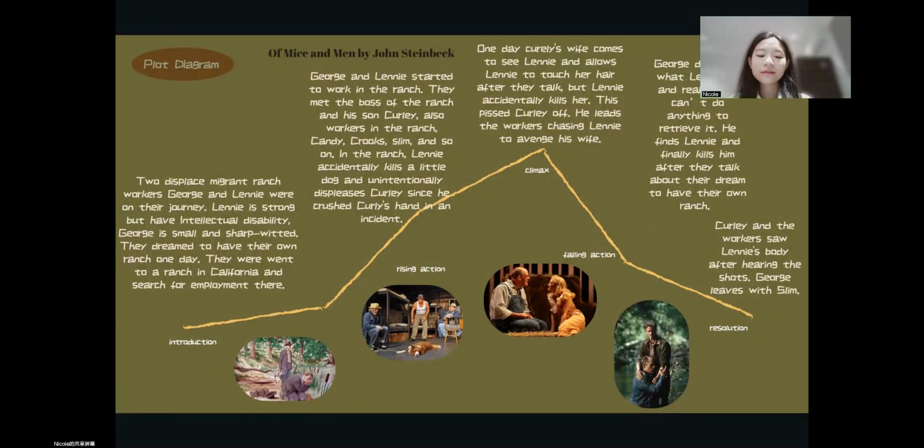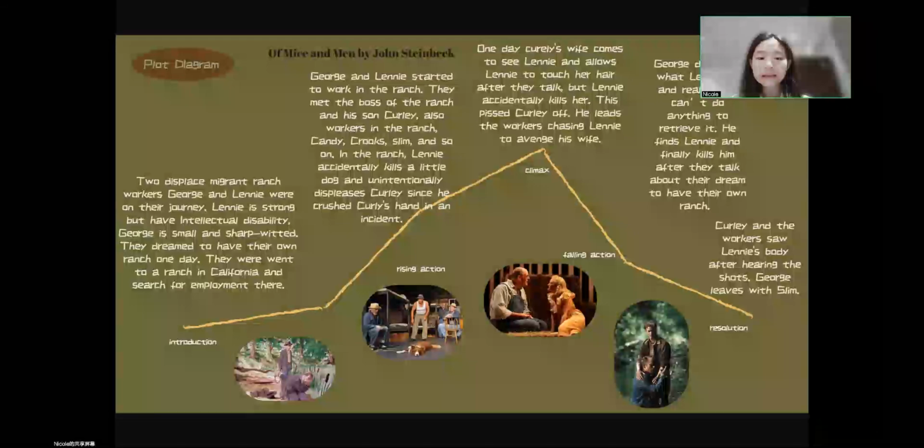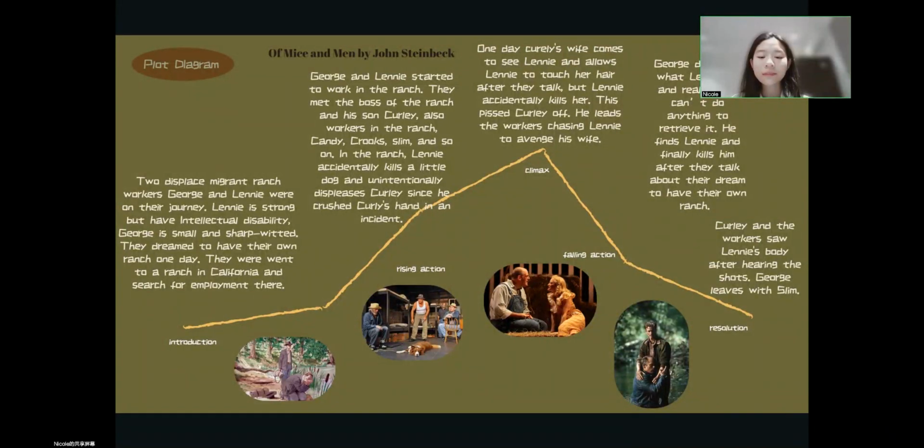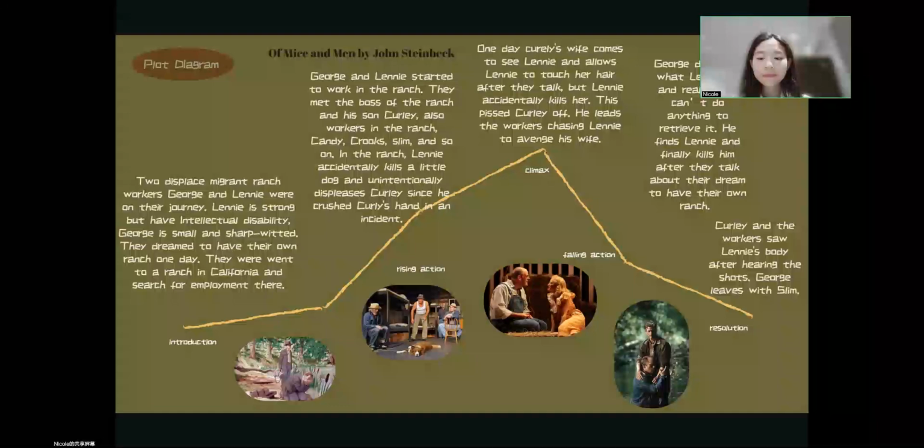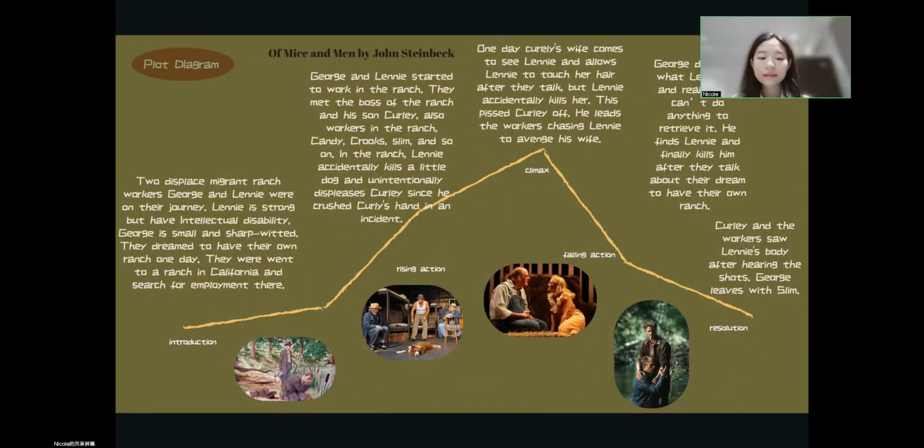And then George discovered what Lenny did and realized he can't do anything to undo it. He finds Lenny and finally kills him after they talk about their dream to have their own ranch one last time. So at the end, Curly and the workers see Lenny's body after hearing the shots, and George leaves with Slim.